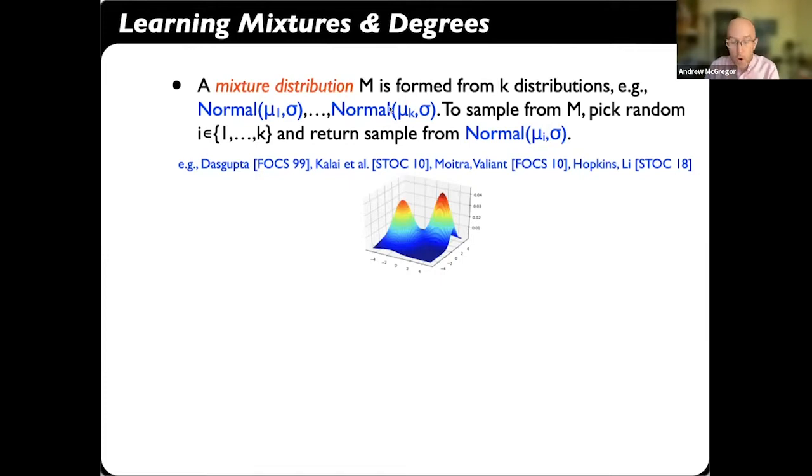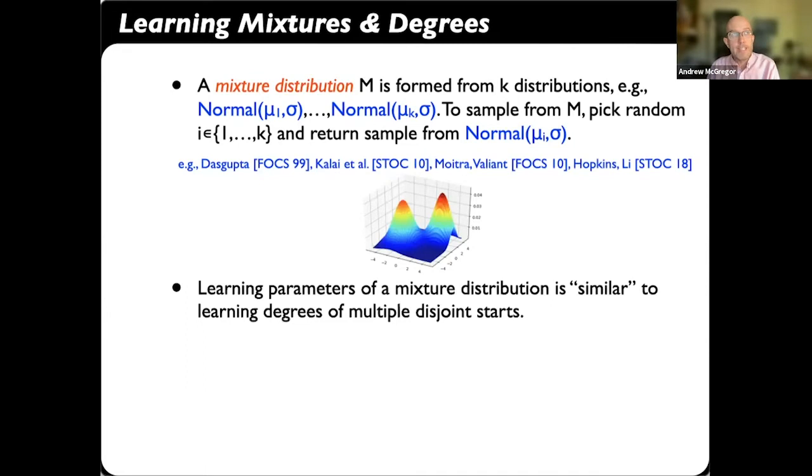Okay, and there's a whole bunch of work in the TCS and ML community on the sample complexity and efficient algorithms for either exactly learning these means or for finding distributions which are close to the distribution formed by that mixture.